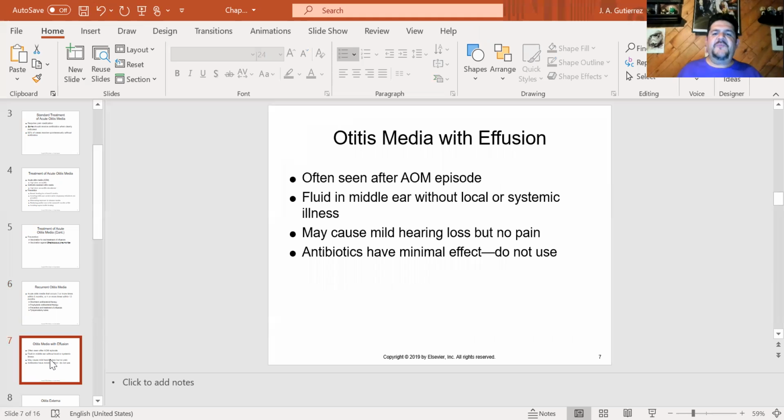If we see otitis media with effusion, with a lot of fluid, it can cause a mild hearing loss because the tympanic membrane is so tense that it's not gonna move. Usually, this type of inflammation, swelling, doesn't require antibiotics. So we basically provide NSAIDs.